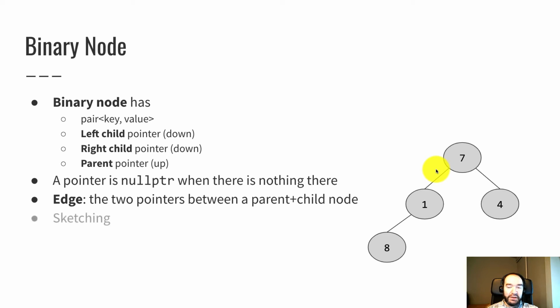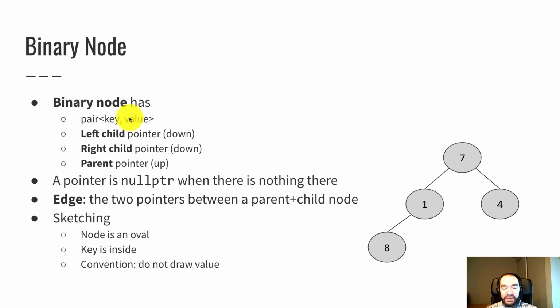The way that we sketch a node is as an oval or a circle. We draw the key on the inside of that oval or circle. There's a convention that we don't draw the values in. Every one of these nodes would contain a key value pair, so maybe 7 is associated with a string, but just to keep this concise and not be too time consuming to sketch, we only draw the keys and we don't draw the values. And we also draw the edges as a straight line segment with no arrowheads. Even though this is 2 pointers, one going up and one going down, for simplicity and to speed up the drawing process, because these trees have a lot of edges, we just draw it as a straight line segment.